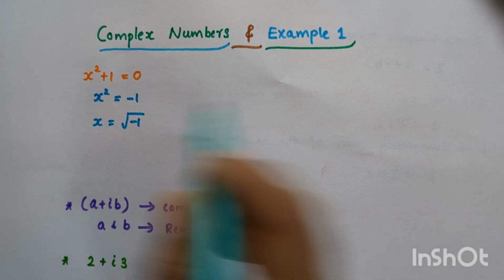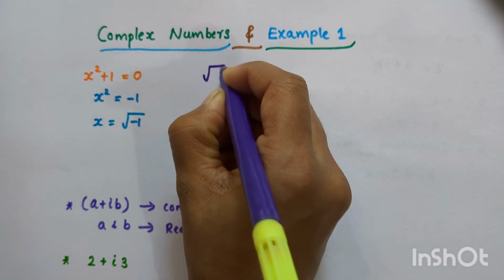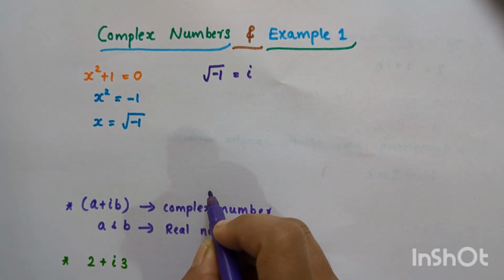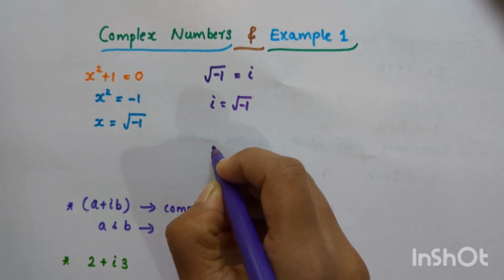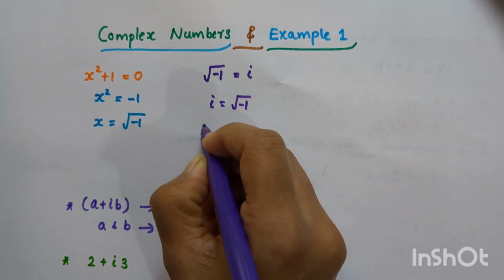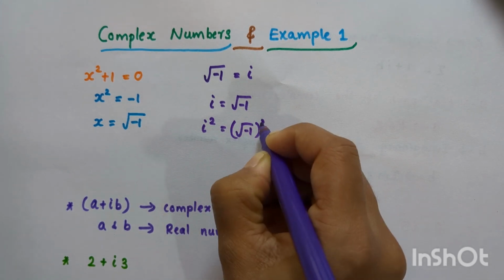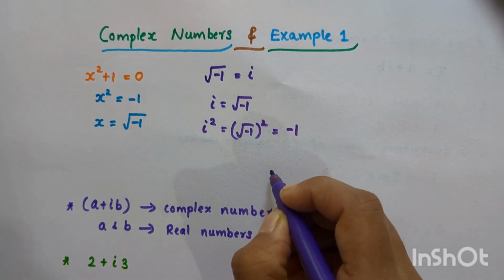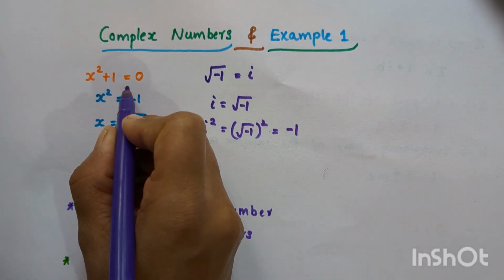Now, let us denote this square root of minus 1 by the symbol i. That is, I am taking square root of minus 1 as i. Okay, see, i is equal to square root of minus 1. When I take square on both sides, we can write i square is equal to square root of minus 1 whole square. Square root of minus 1 whole square is actually what? Minus 1.